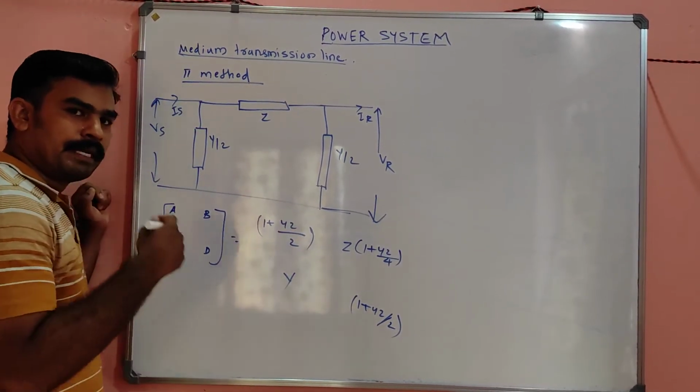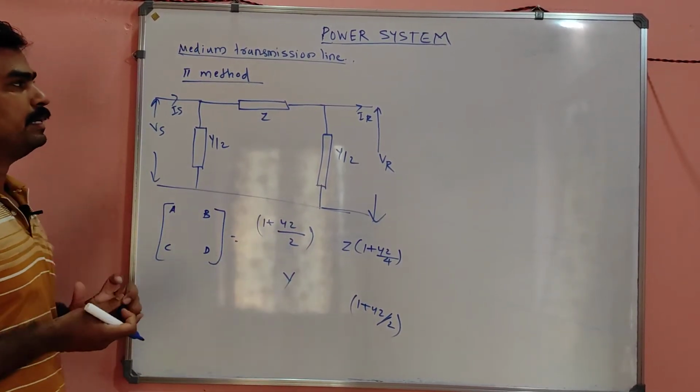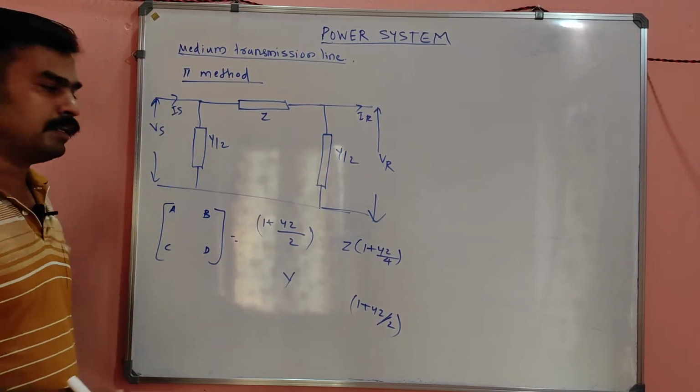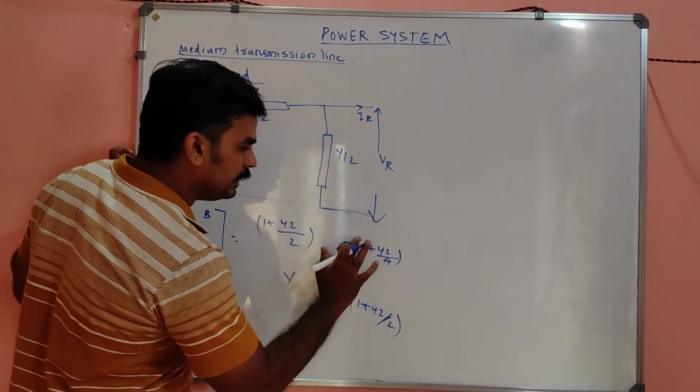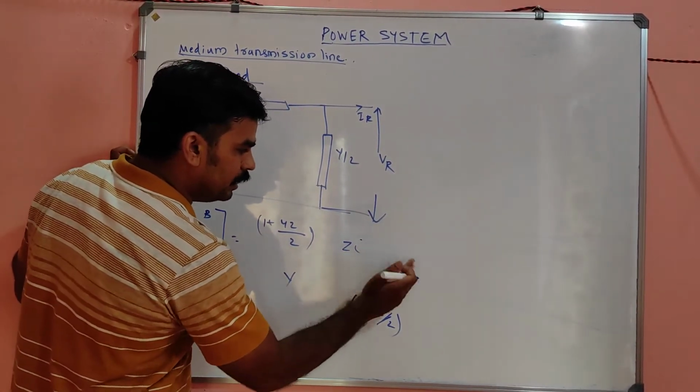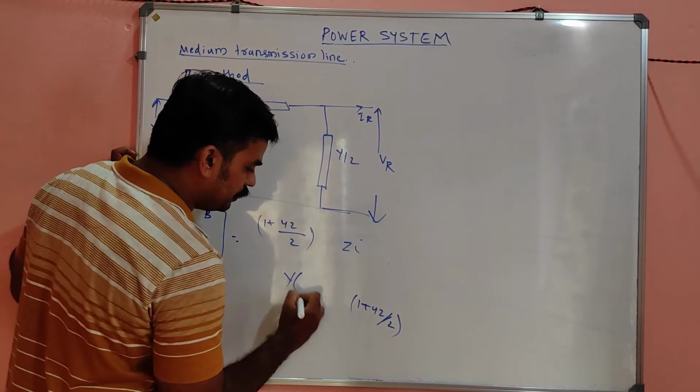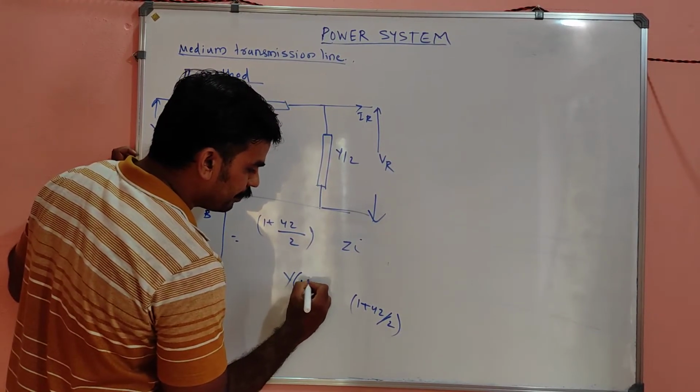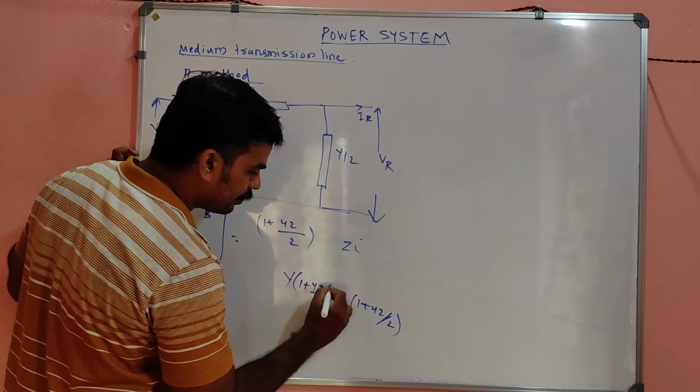This is the ABCD parameter for what, my dear? Nominal T method. To remember easily, I will tell you one thing. Just take these two here. That's it.